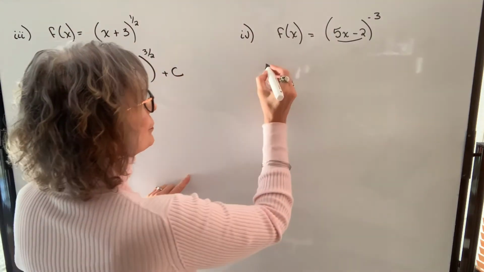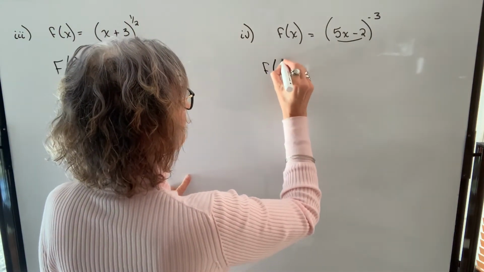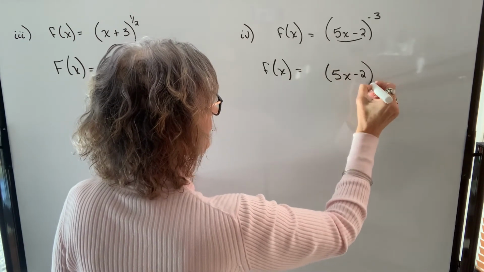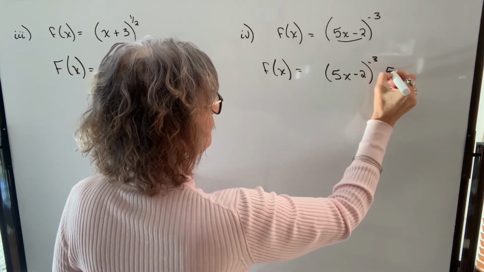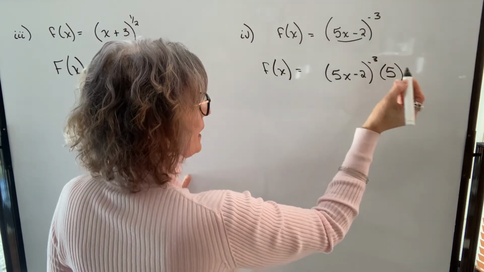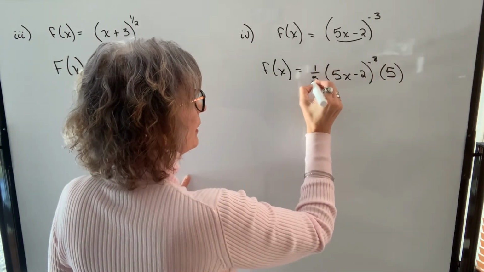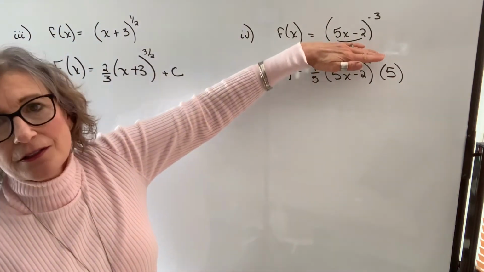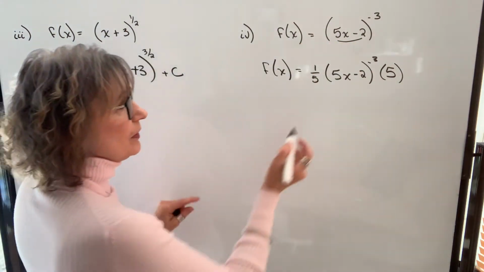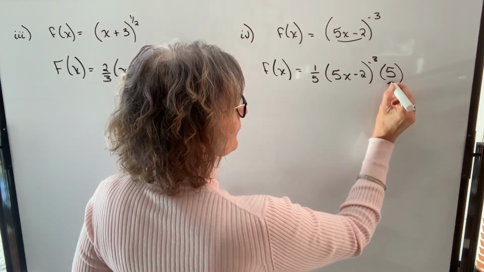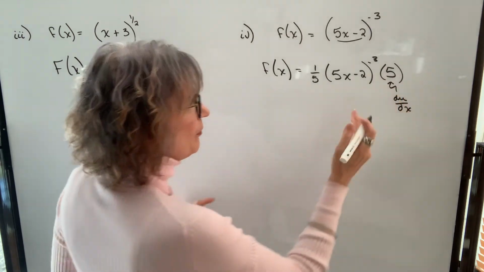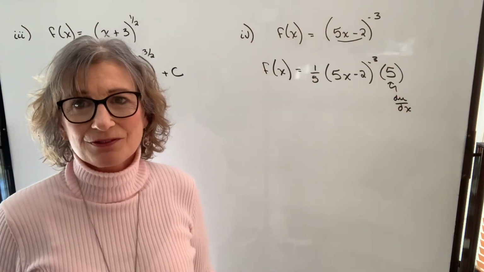So what we could do is we could say, well, if I multiply by 5, that's okay as long as I also divide by 5. So this is still equivalent to this function. Now, this is like my du dx. It needs to be there, but I ignore it when I take the antiderivative.